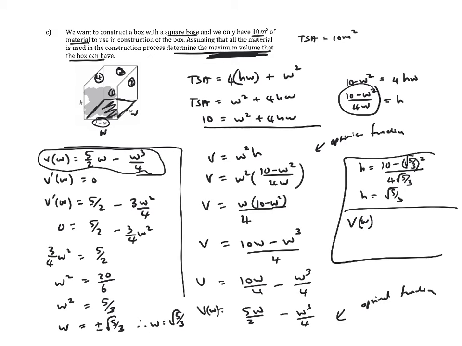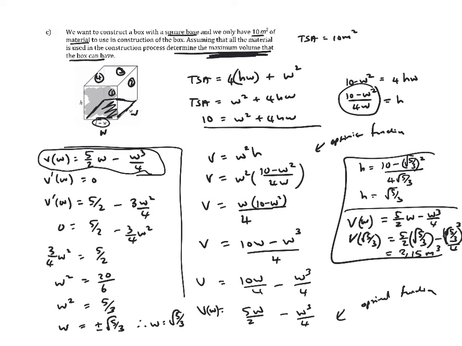So V(w) was equal to 5 over 2 w minus w cubed over 4. You just type this all in your calculator: 5 over 2 times the root of 5 over 3, minus the root of 5 over 3 all cubed over 4, and you're going to get an answer of something like 2.15 meters cubed. All right, hopefully that makes sense to you.